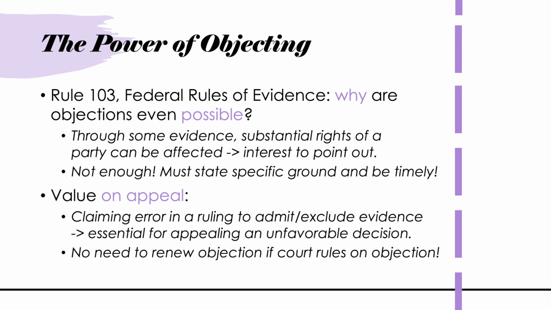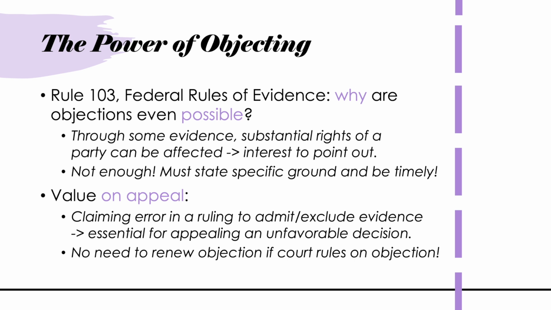So objections are simply you pointing out that some evidence, so that specific evidence, affects your substantial rights. But that alone is not enough. When objecting, you must also state the specific ground for why you're objecting. So it has to be timely, and you have to explain why the evidence affects one of your substantial rights.